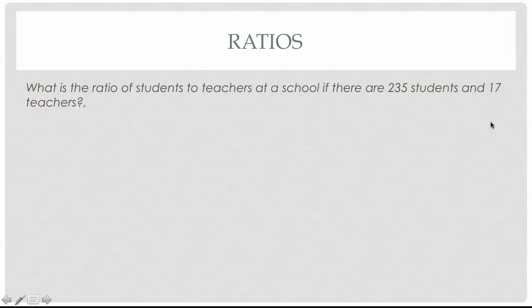Let's do some stuff with ratios. What is the ratio of students to teachers at a school if there are 235 students and 17 teachers? Well, the ratio is students to teachers. So I need to set it up as 235 to 17. 235 students to 17 teachers. I could also rewrite it as a fraction: 235 students to 17 teachers.